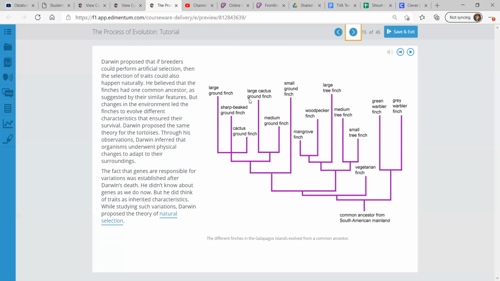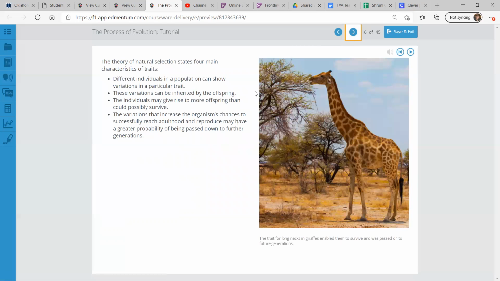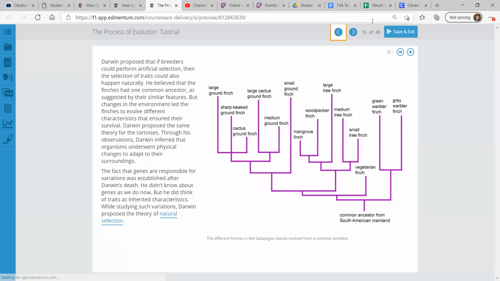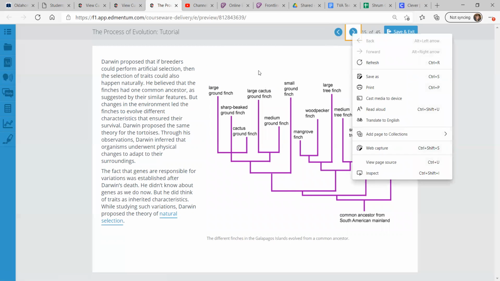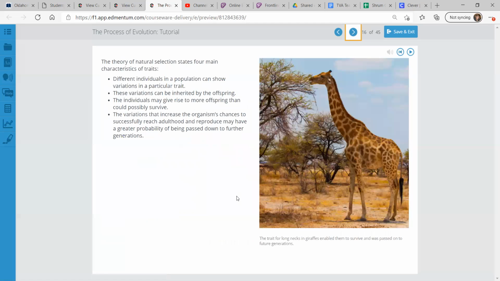So once again, this is tracing back to a common ancestor from the South American mainland, and that developed into these several different species of finches, or variations of finches. There we go.